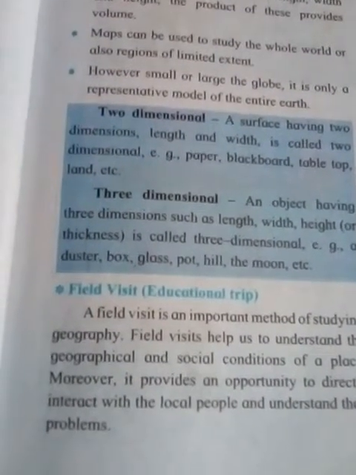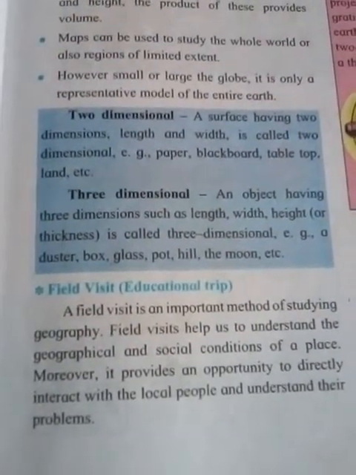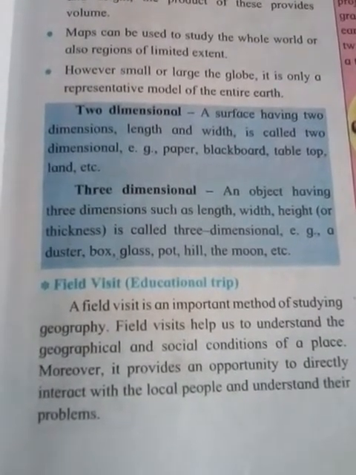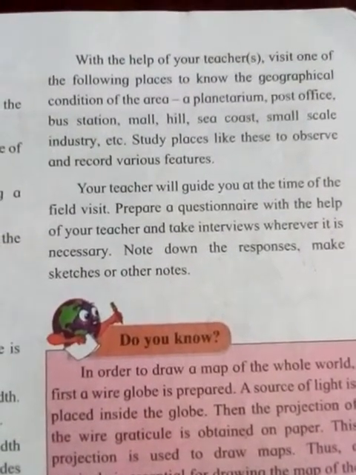That means a field visit means we actually go there and visit the place, and this is useful for interacting with the people and understanding their problems. With the help of your teacher, visit one of the following places to know the geographical condition of the area: planetarium, post office, bus station, mall, hills, sea coast, small scale industries, etc. Study places like these to observe and record various features.